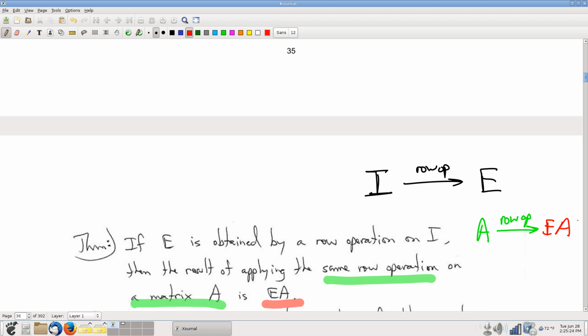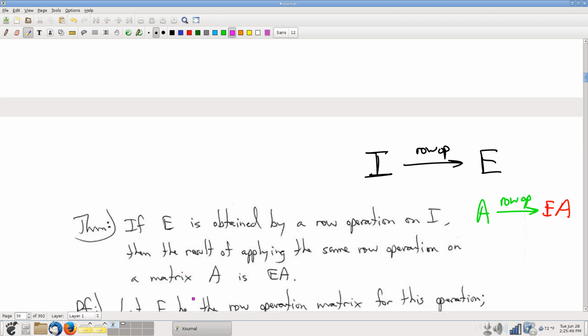Which is a very interesting assertion. This is suggesting that a matrix multiplication, in particular a matrix multiplication by a matrix that is the result of a row operation, executes that row operation. Okay. All right. So here's a really nice way to see this result.